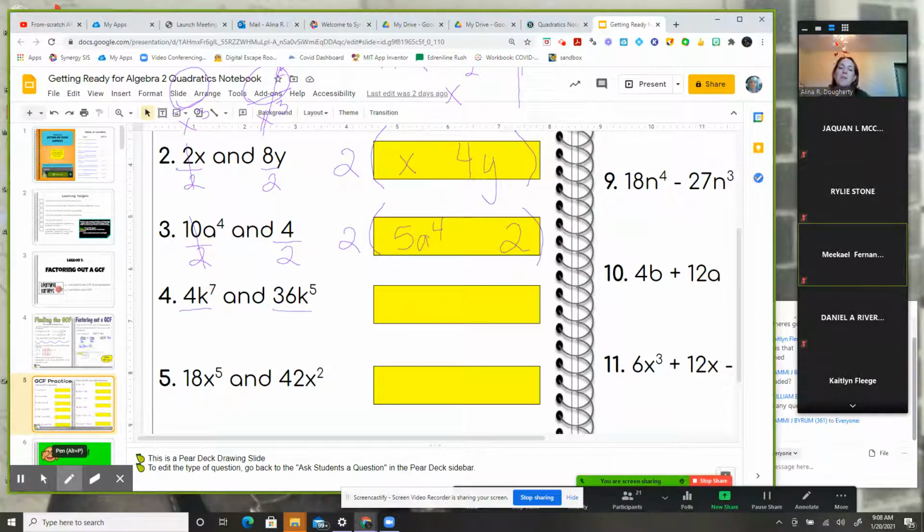What can you divide in number 4? Put that in the chat. What can you divide both of those by?